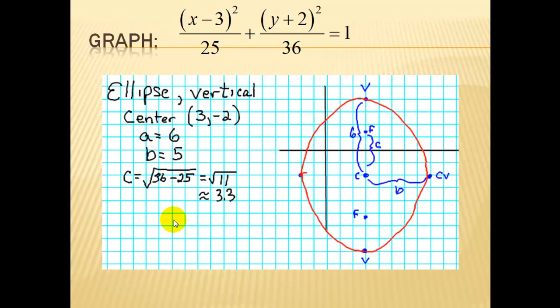And if you remember from the unit on ellipses, our equation is c squared equals a squared minus b squared. So to find c, I'm going to have to take the square root of that quantity, and we get 3.3. And the foci are on the same axis with the vertices, the major axis, so I go up about 3.3 and down 3.3 to get my foci. Let's look at one more.